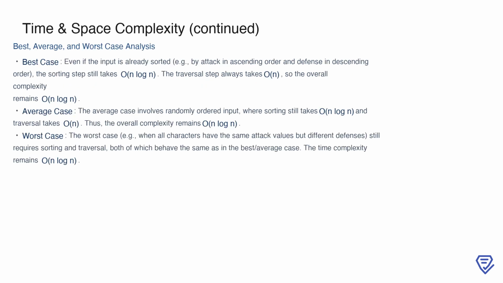Now, let's analyze the time complexity across different scenarios. In the best case, if the input is already sorted by attack in ascending order and defense in descending order, the sorting step still requires O(n log n), as timsort doesn't skip the sorting process entirely. The traversal step always requires O(n), so the overall complexity remains O(n log n). In the average case, where the input is randomly ordered, the sorting step still takes O(n log n), and the traversal takes O(n), so the complexity is unchanged.